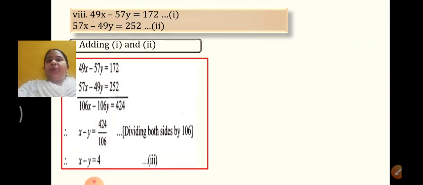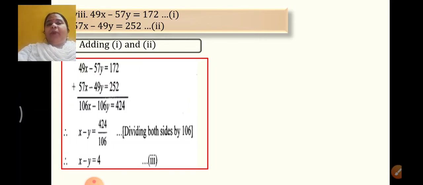Adding, what are we going to get? 49 plus 57 is 106x. Minus 57 minus 49 is minus 106y. And when I add this two, it is 424. Okay. So throughout here also we can divide by 106. So it will be x minus y is equal to 4. Because 106 into 4 is 424. So one part of the sum is over.